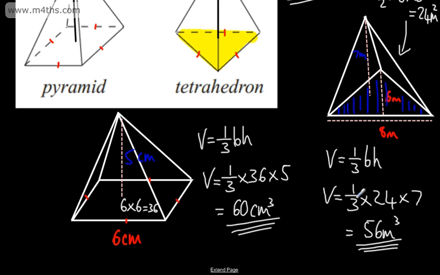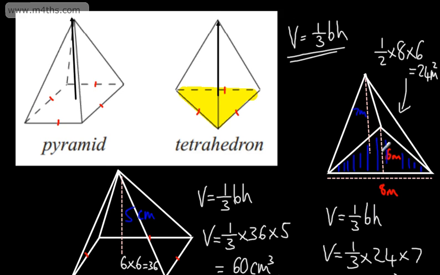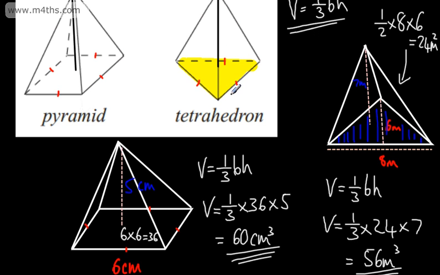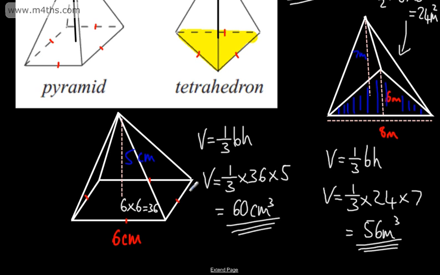All I've done is 1/3 of 24, which is 8. 8 times 7, that's 56, and I've given the correct units: it's 56 meters cubed. So that's a couple of basic examples of a square base pyramid and then the triangular base pyramid or tetrahedron. If these lengths were different, we would simply find the area of a rectangle, multiply it by the height and divide it by 3.